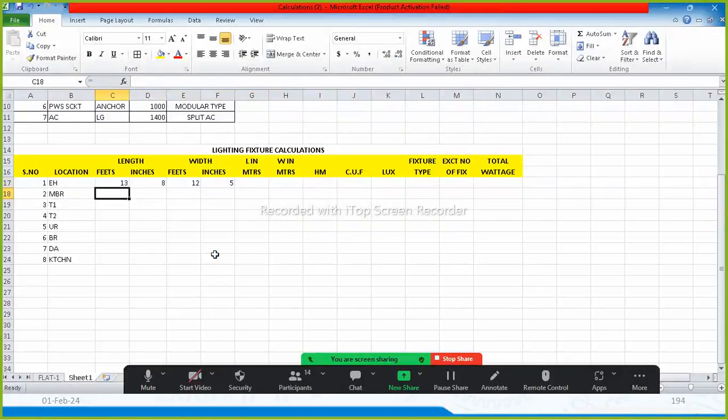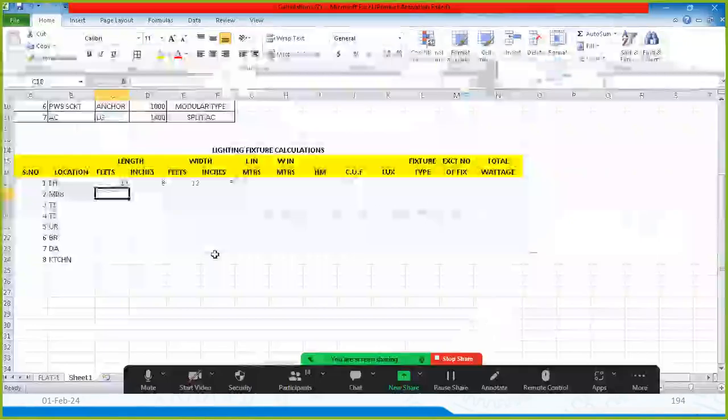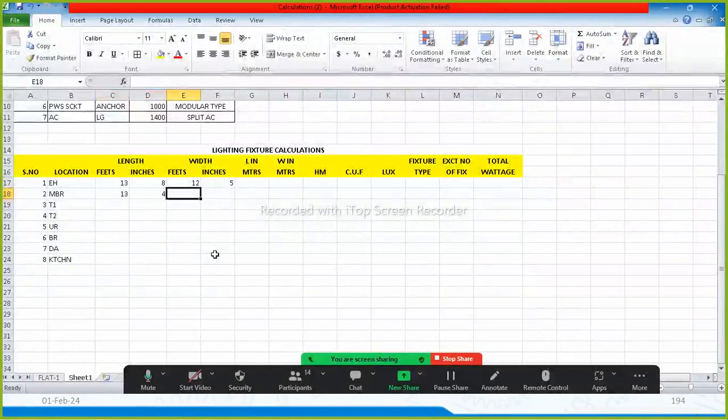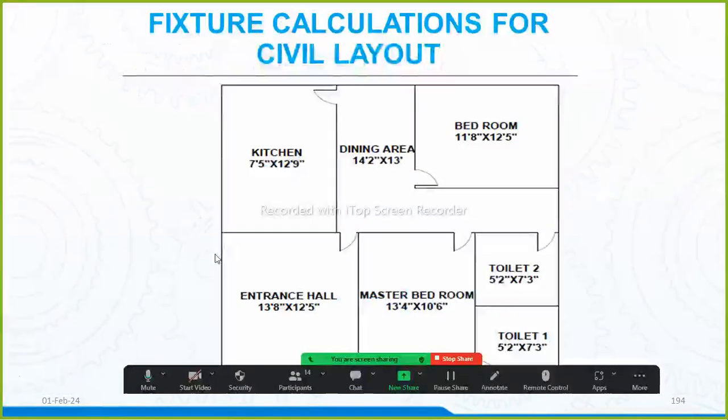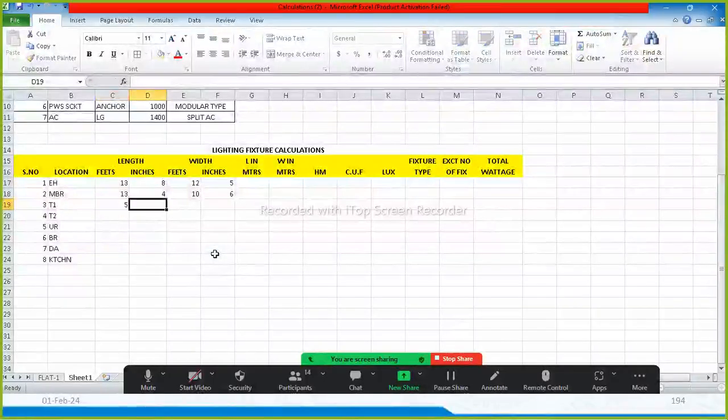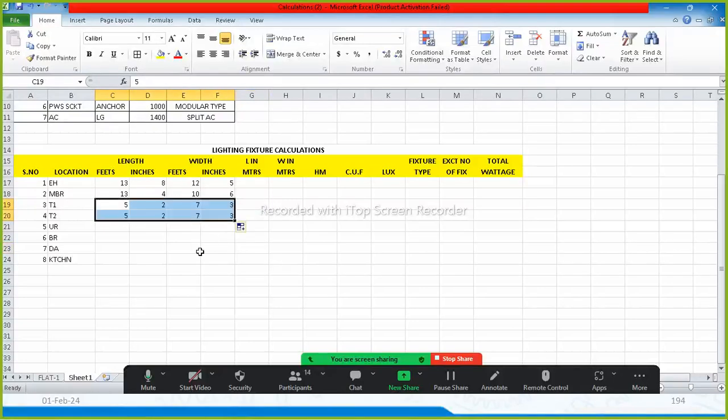Next is how much? 13 feet 4 inches and 10 feet 6 inches. Toilet 2, it was 5 feet 2 inches and 7 feet 3 inches. So toilet 2 also same. I'll just drag this value the same.